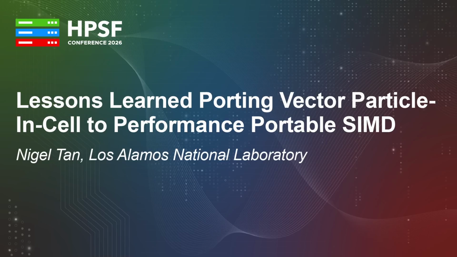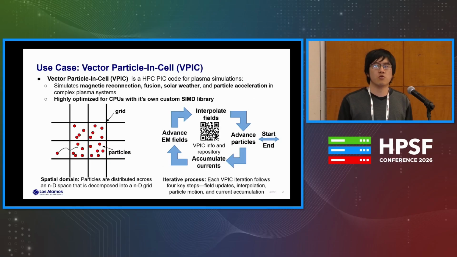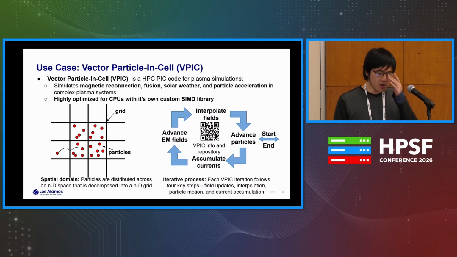I'm a postdoc from Los Alamos. This is kind of a spin-over from my PhD work on porting Vector Particle-in-Cell, or VPIC, to Kokkos. It's a fairly standard kinetic particle-in-cell code, so you have a bunch of particles distributed on a grid, and we advance their movements based off the Maxwell equations. There's a general four-stage process.